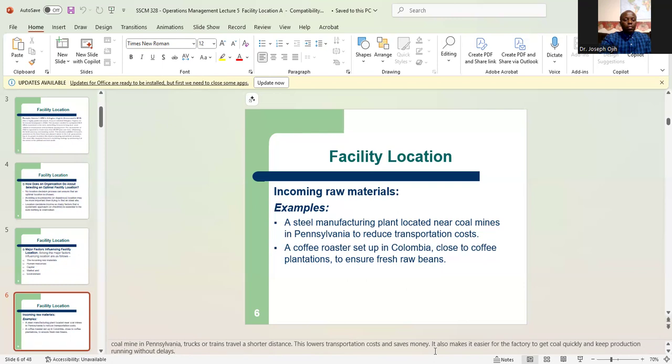Now about a coffee roaster that we set up in a place like Colombia. You know that Colombia grows a lot of coffee. They have a lot of coffee plantations. So if you locate a coffee roaster there, you have access to the coffee beans, raw coffee beans, as much as you want.